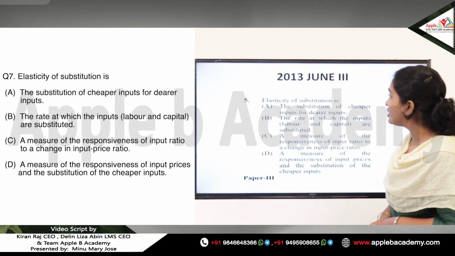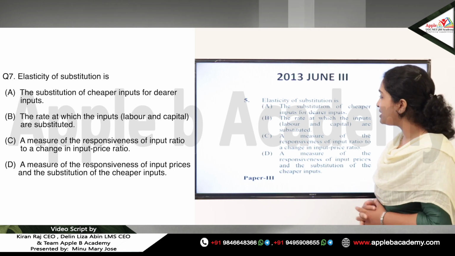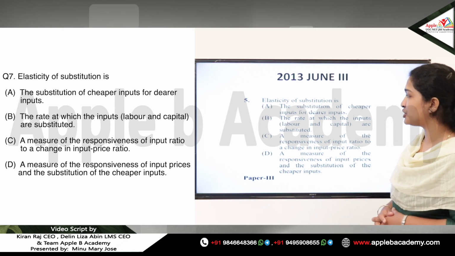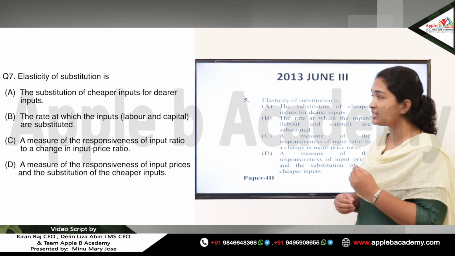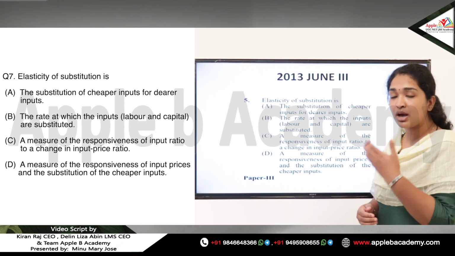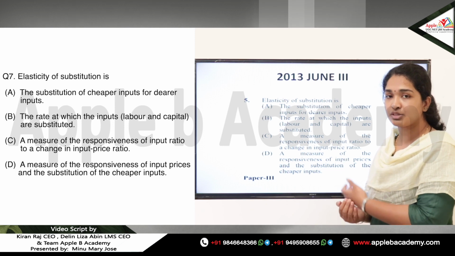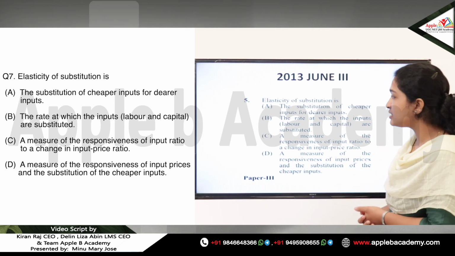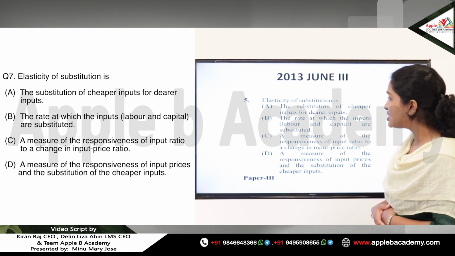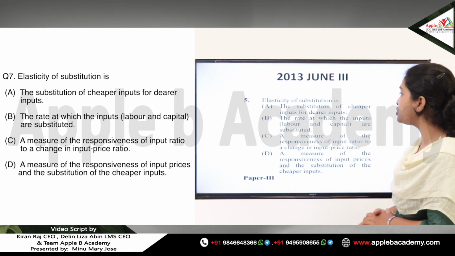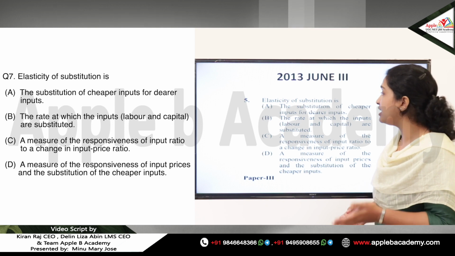Now, 2013 June paper 3, the question is elasticity of substitution. So what is an elasticity of substitution? Again, this is a direct question based on the concept of elasticity of substitution, which we have discussed in the previous videos. The option is option A, the substitution of cheaper inputs for the dearer inputs.